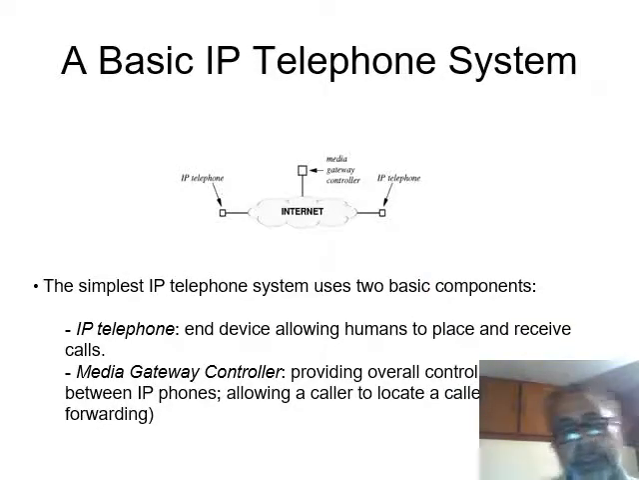Now, this diagram shows you how two IP telephones can talk to each other, can start and initiate a communication, continue it, and then tear it down. How is it possible? Within the internet, there must be a component connected to the internet, which is called the media gateway controller. And at both ends of the internet, we have an IP telephone.